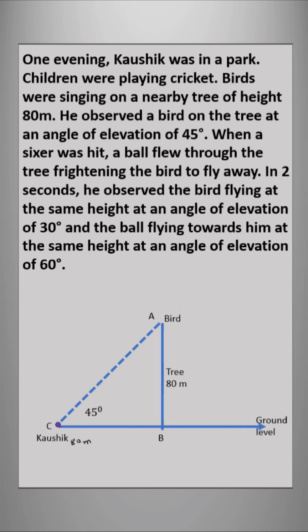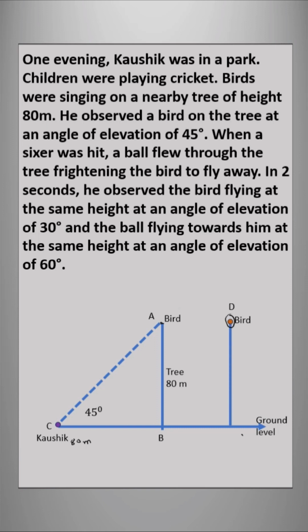When a sixer was hit, a ball flew through the tree, frightening the bird to fly away, like this. From here to here, the bird flew away. In 2 seconds, he observed the bird flying at the same height at an angle of elevation of 30. Height of the bird from the ground is 80 meter only.